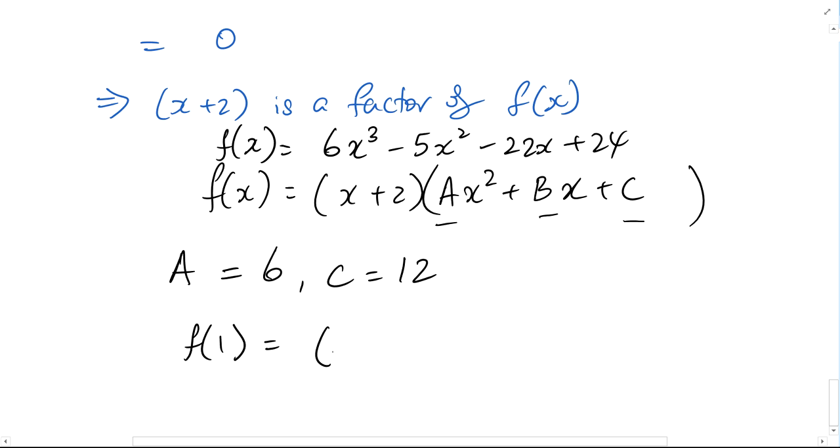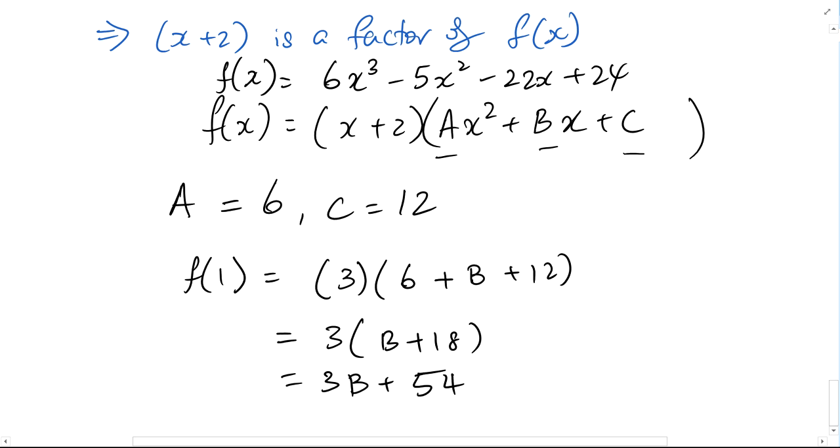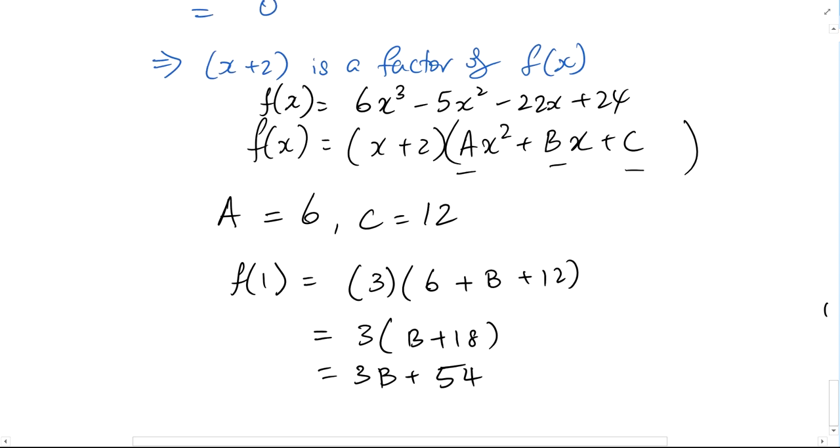Okay, let's try 1. 1 plus 2? Yeah, okay, fine, 3. So this is 3. Then a is 6, right? 6 plus b times 1, b, plus 12. Am I right? Okay, so this gives me 3 times of b plus 18. So this is 3b plus 54. Correct? And then what's the point of doing this? I want to find b. So how to find b now? Another equation. Really, I need another equation.